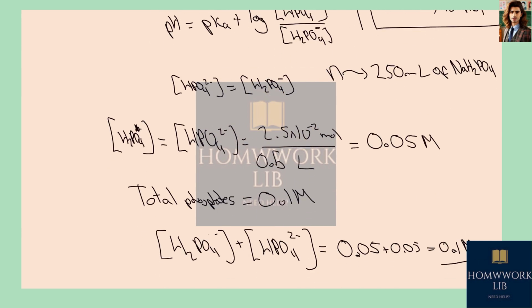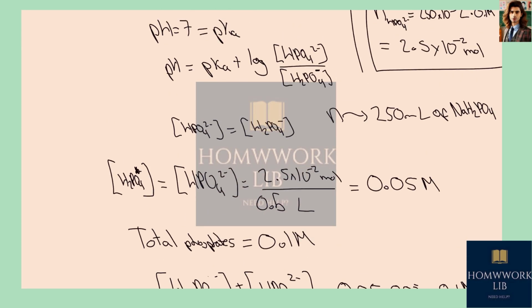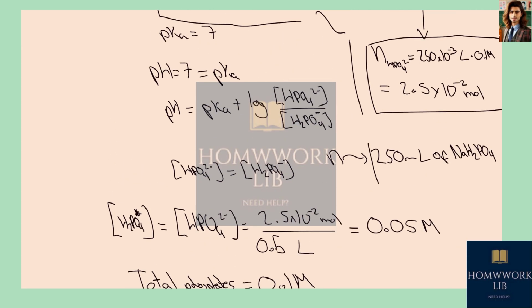Thus, the amount of milliliters of NaH2PO4 that we need to add is exactly 250 milliliters, as we found here.